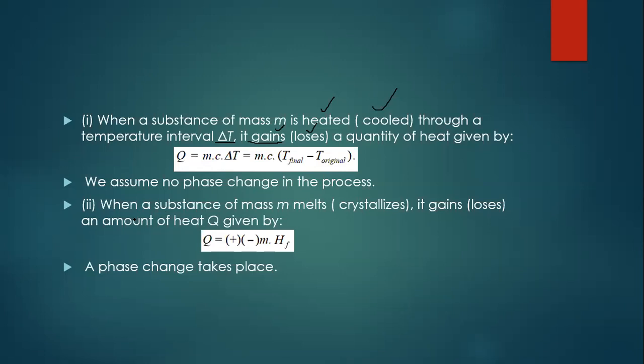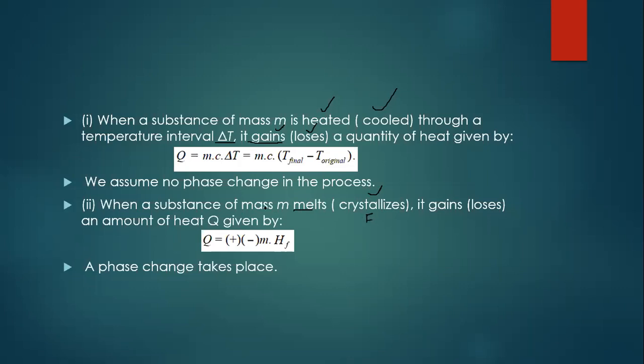We also looked at fusion, just like the one we are just from looking at. When a substance of mass M melts, to melt is to turn from solid to liquid. That's melting, solid to liquid. But also in the bracket, we have put crystallize. Crystallize is the opposite of melting. Crystallize is to freeze.